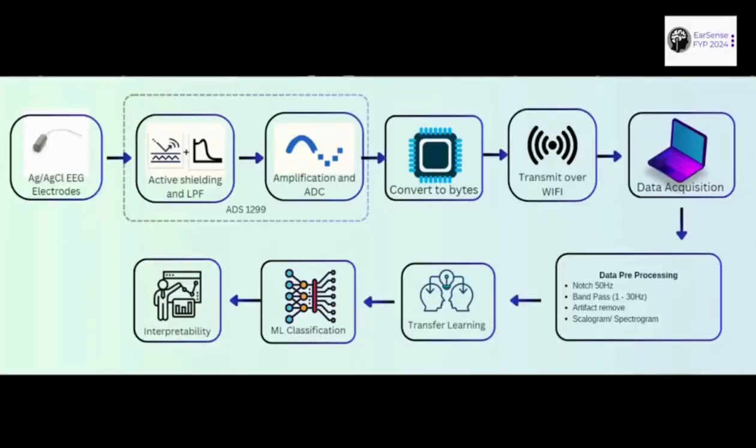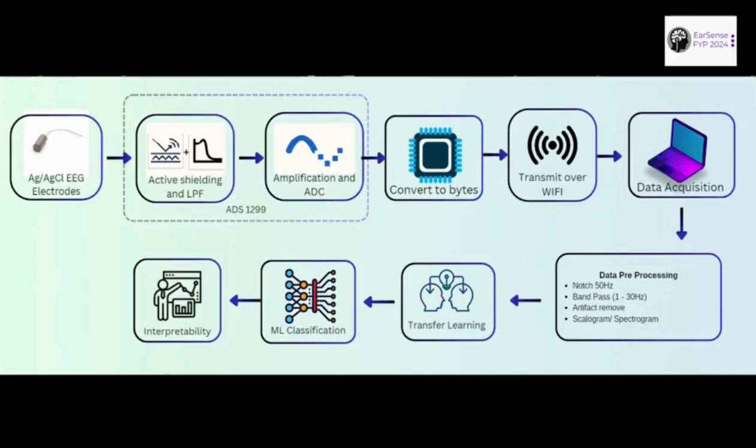We utilize tiny silver chloride electrodes to comfortably and effectively capture EEG signals from within the ear. These electrodes transmit the captured signals via coaxial cable to the PCB, where active shielding and filtering occur. Our design includes several filters to eliminate noise in the hardware.